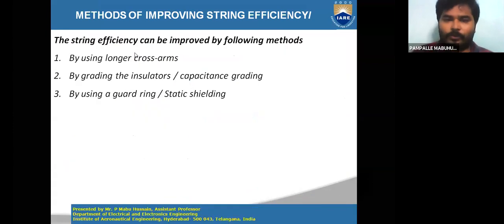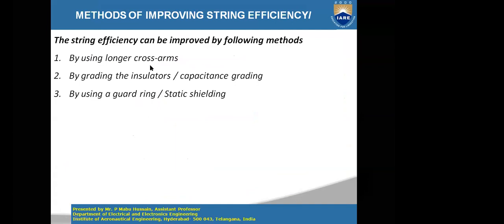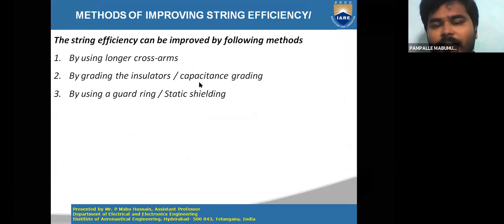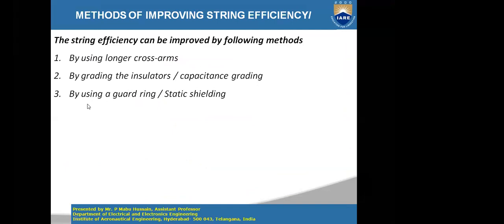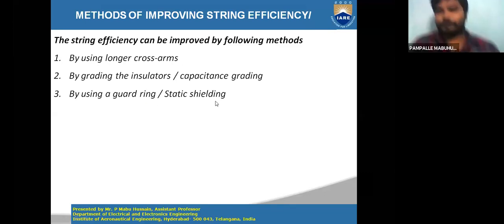Now let us discuss the methods for improving the string efficiency. What are the different methods that we can use? There are three methods available: by using longer cross arms, by using grading of the insulators, which is also called capacitance grading, and by using a guard ring, which can also be called static shielding. These are the three methods available for improving the string efficiency. Now let us discuss each one.